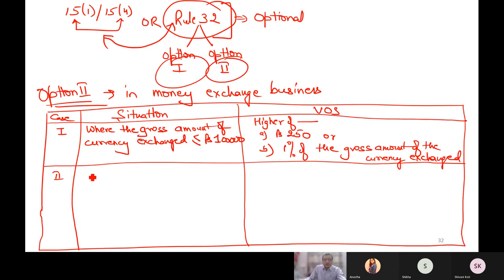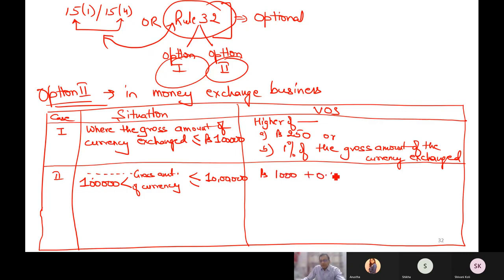Where the gross amount of currency exchanged exceeds 1 lakh but is less than or equal to 10 lakh. If this is the case, then the value of supply is flat rupees 1000 plus 0.5% of the gross amount of currency exchange.